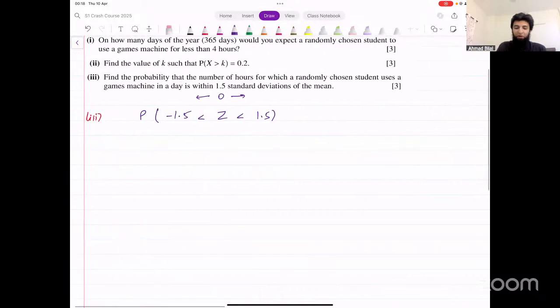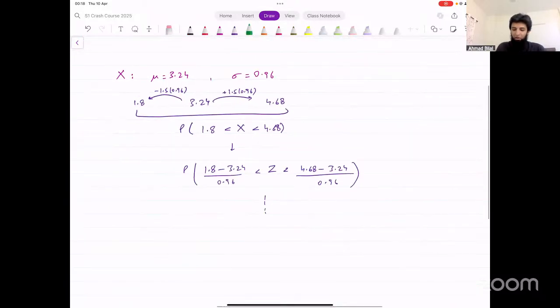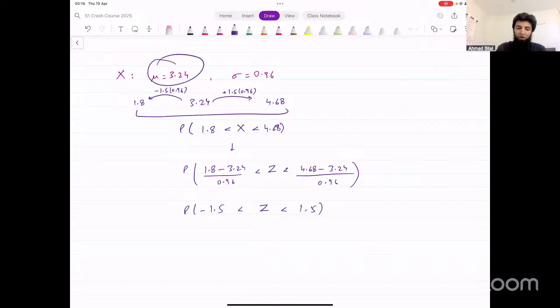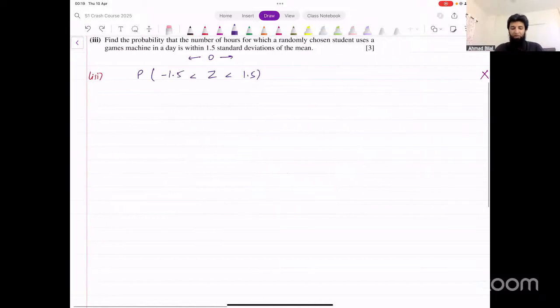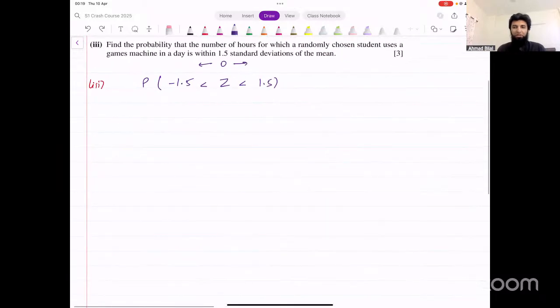Eventually, after doing all of this working, you would have gotten the same thing. This would be minus 1.5 here, and this would be plus 1.5. No matter what the original mean was, what the original standard deviation was, eventually you would always get this. So when they talk about number of standard deviations, you can directly write Z values in that case. You don't have to do all of that calculation. You can say Z is between minus 1.5 and plus 1.5. And now this is the probability that you can find.